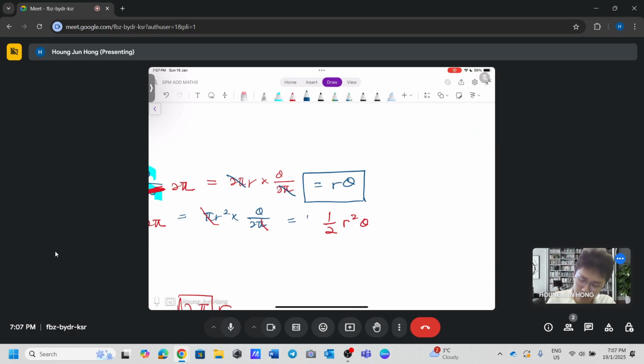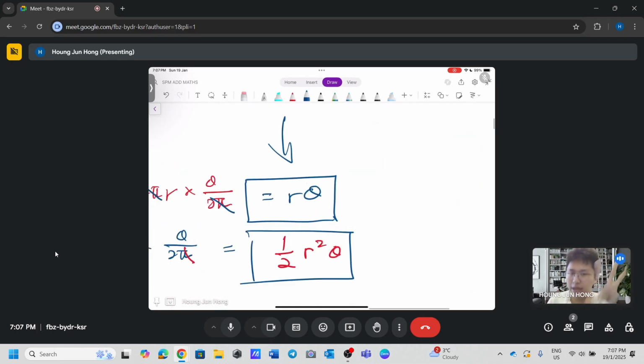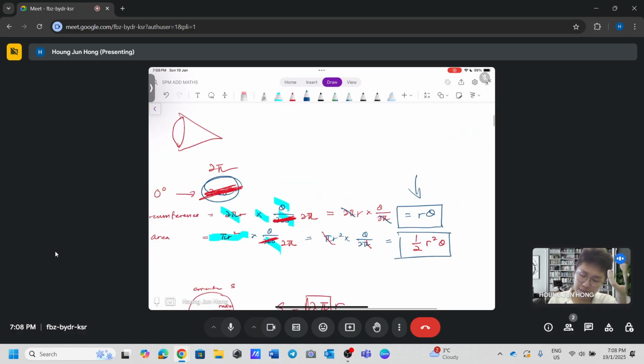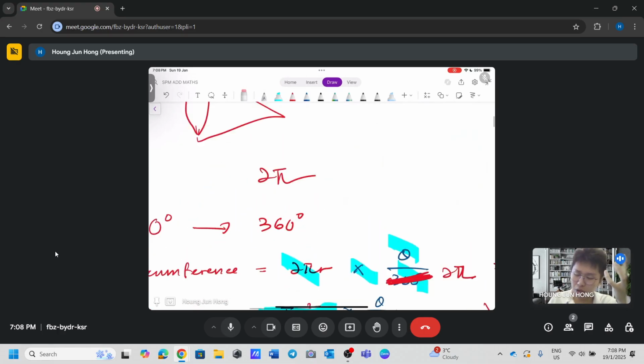So with that, these are the two new formulas: r theta as well as half r squared theta. That's how you arrive at the new formulas. Again, this is just the basics. We are not going so far into the area and the circumference, but essentially this is the essence: you want to simplify the whole process by converting your angle from 360 to something called 2 pi.